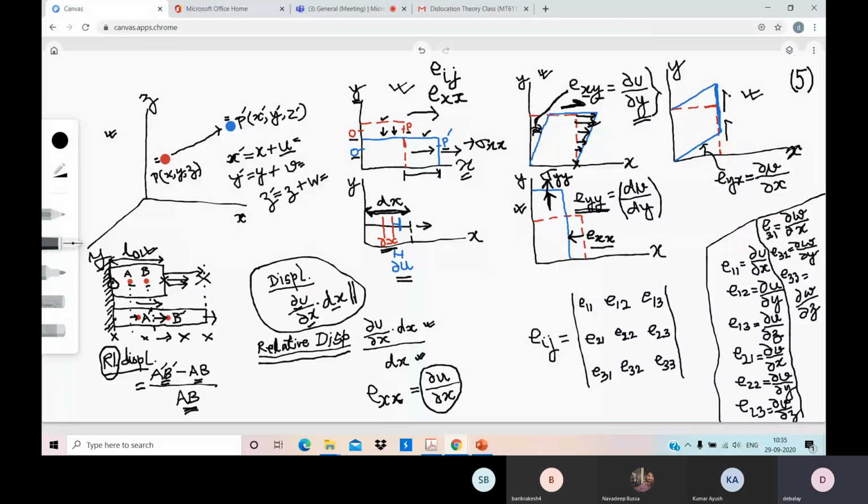Here I have applied a shear in this way, and it has led to a displacement which we write as EYX, because the displacement is happening along the direction Y, but it is proportional to the direction X.